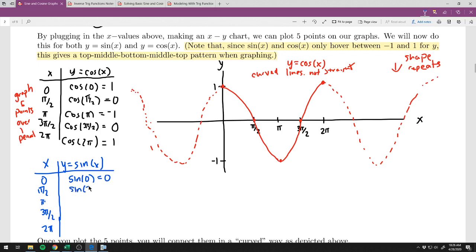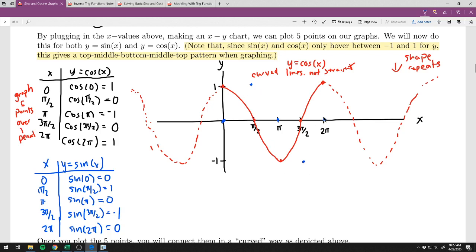Y equals sine of pi over 2, which is 1. Sine of pi is 0. Sine of 3 pi over 2 is negative 1. And then sine of 2 pi, since that's the same coterminal angle as 0, is also 0. If we plot these, at x equals 0, we get y equals 0. At x equals pi over 2, y equals 1. At x equals pi, y equals 0. At x equals 3 pi over 2, y equals negative 1. And at x equals 2 pi, y equals 0.